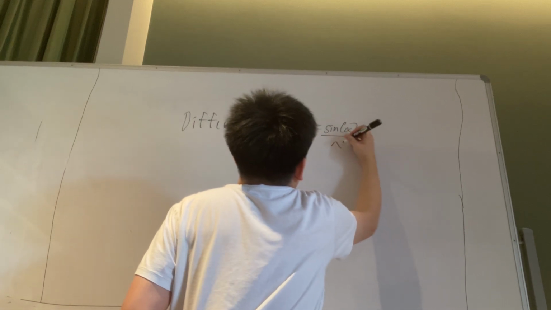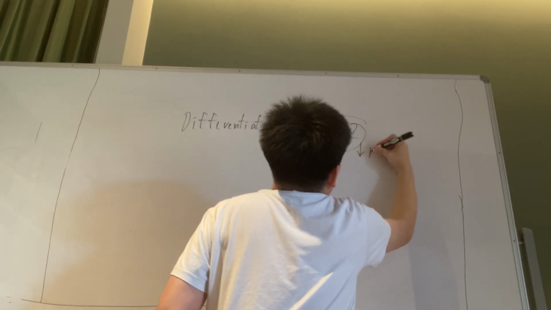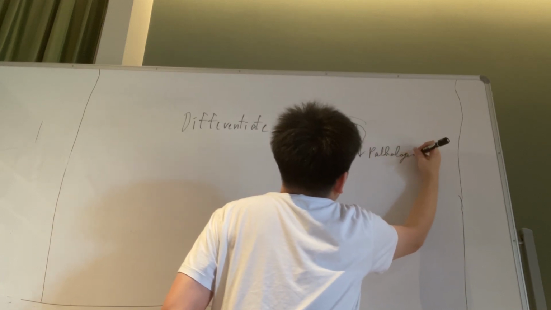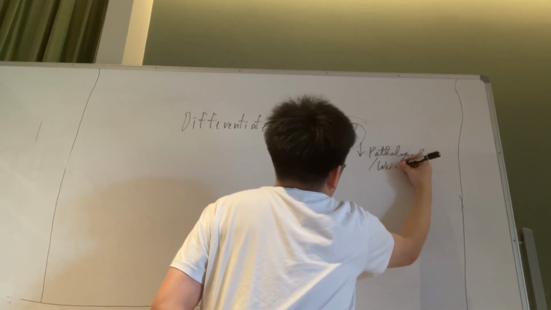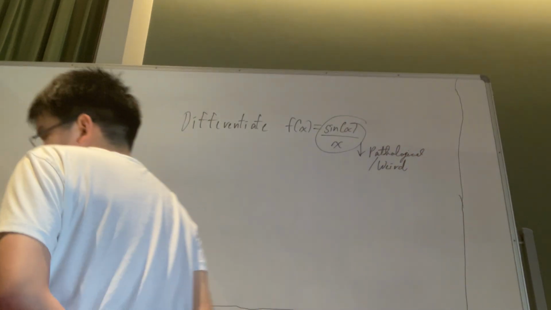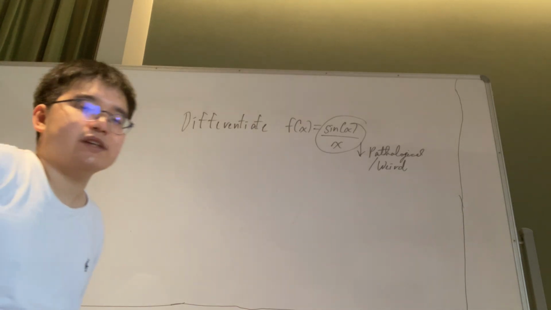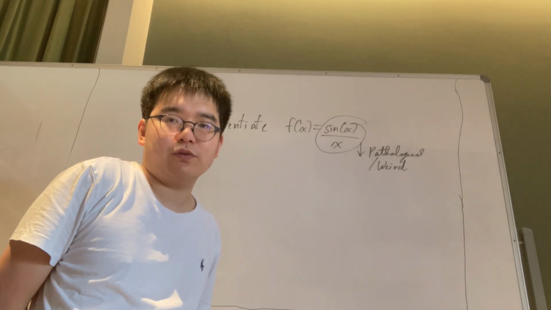If you're interested why this particular function is important, it's one of those weird pathological functions where weird stuff happens. I believe you also needed to use the squeeze theorem to conclude that the limit of sine of x over x equals 1 as x goes to 0. Yeah, so that's how this is important. And that's critical for deriving the derivative formula for sine of x, or cosine of x.